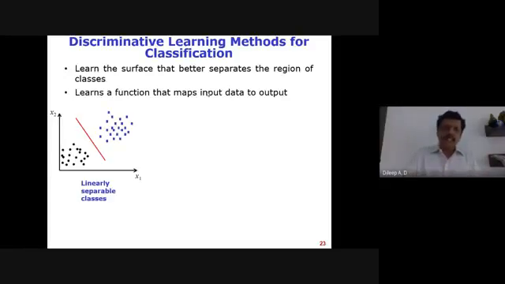For example, consider this example here. Between the data of the two classes, in two-dimensional space, if I place a line to separate the regions of the two classes, then this line is a linear function. This linear function is a discriminant function that separates the region of the two classes. On one side of the line there is one class, and on the other side there is the other class.